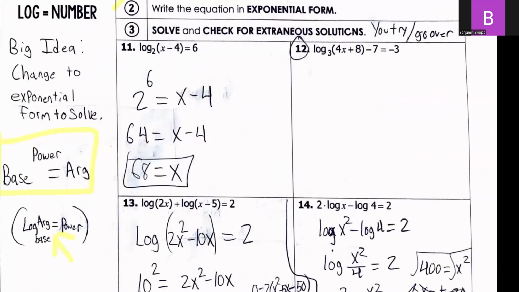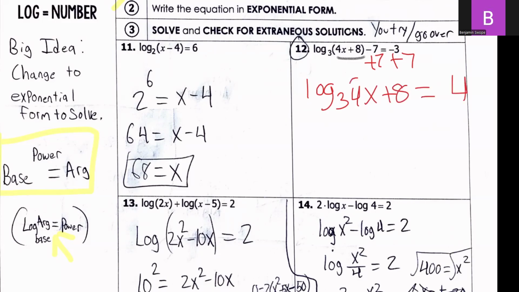So let's look at question 12. One thing is, if you have any extra stuff like things added or subtracted outside your argument, remember your argument should pretty much always be in parentheses, unless it's a single number. Sometimes they don't. But we've got to add this 7 over before we do the process in this question. So if we did that, I would get positive 4. Like I said, we're going to change it into exponential form. So I'm going to take my base, 3, up to my power, which is 4, and then set that equal to the argument. And then you just need to solve this.